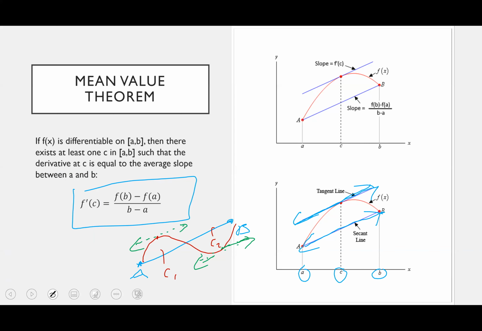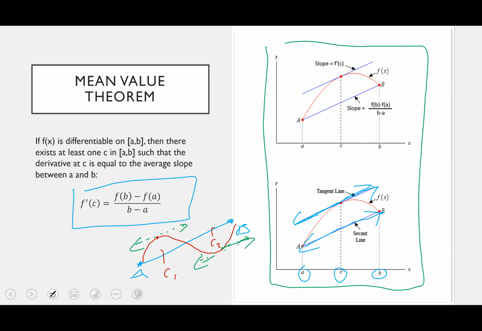But the mean value theorem guarantees that there will be at least one point. So there's two slopes. In this case, there's 2 points where the slope is the same as my average slope. In these examples on the right, there's only 1 point where the slope is the same as the average slope. But the mean value theorem guarantees there will be at least one. There could be 2, 3, 4, infinity, but there must be one.